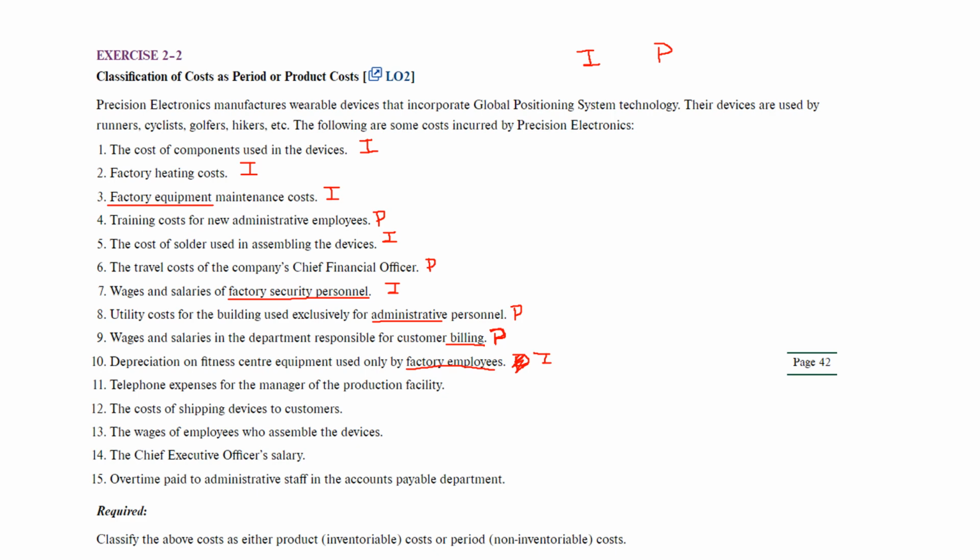The next one is telephone expenses for the manager of the production facility. This is again going to be a product cost. It has to do with the production facility.